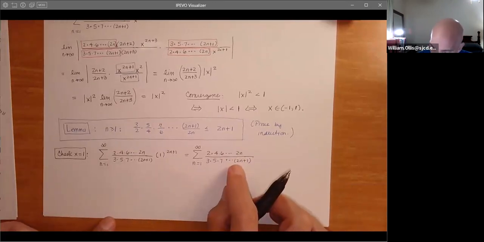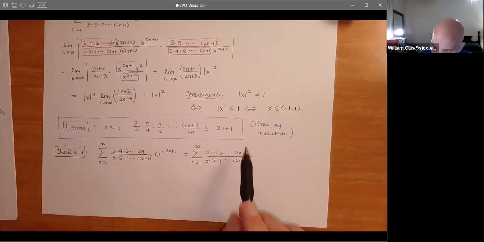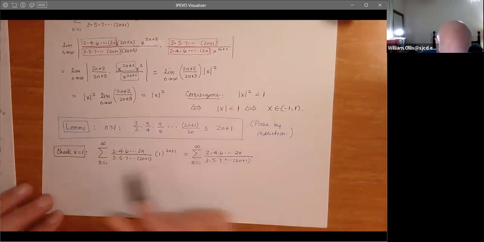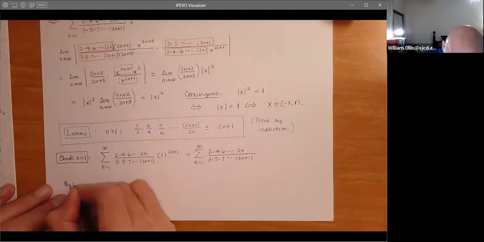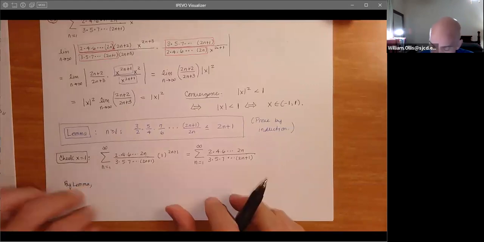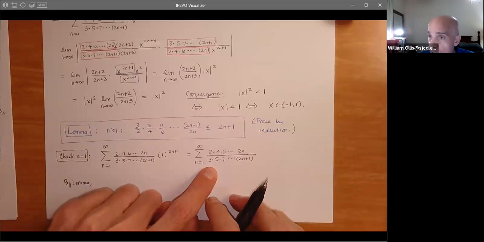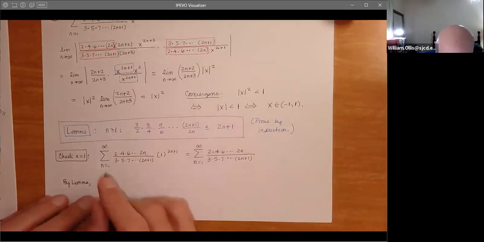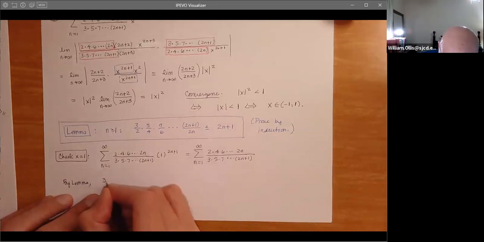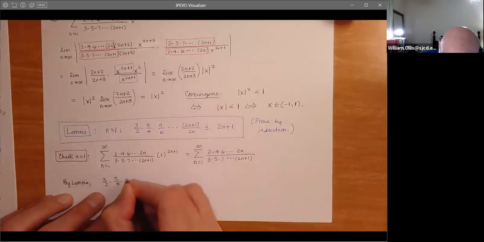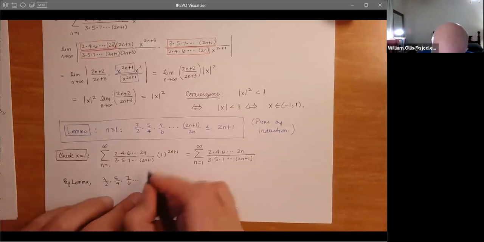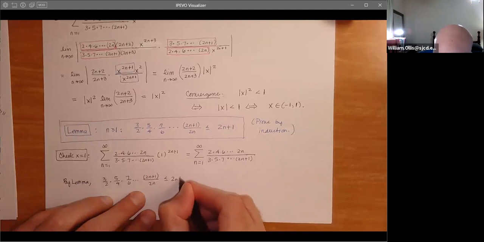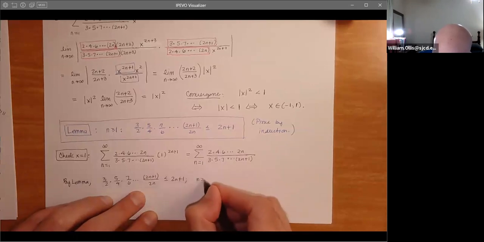Now, when you look at this, you're thinking, okay, we can do a comparison. So when we use this lemma here, this takes us right to this. Of course, I came up with this lemma based upon where I need to go, because I think this is going to diverge, because I'm thinking of 1 over 2n plus 1. So now by lemma, we have 3/2 times 5/4 times 7/6 to 2n plus 1 divided by 2n is less than or equal to 2n plus 1, for n greater than or equal to 1.